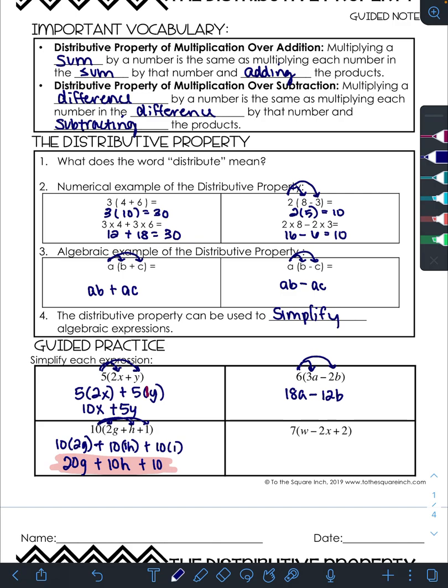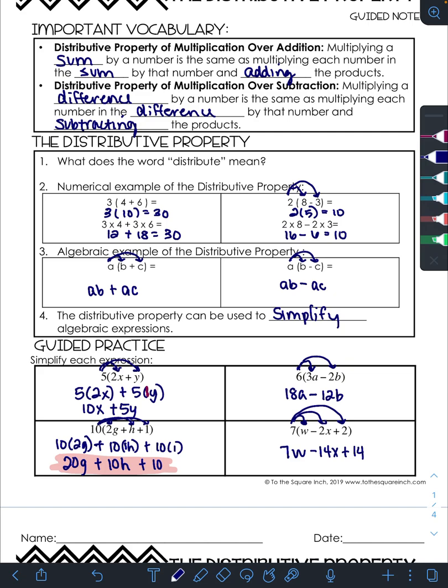On this next one, I'm going to have 7 times w, so 7w, minus 7. See, I brought down that minus sign. You have to be careful to bring down the sign that you're working with. 7 times 2x, so 7 times 2 is 14. I'm going to bring down the x. And then 7 times 2, I bring down that plus sign. 7 times 2 is 14. That is the most simplified version of that.